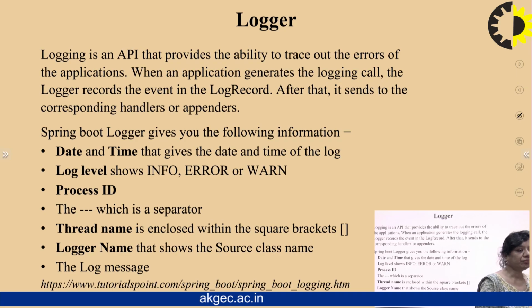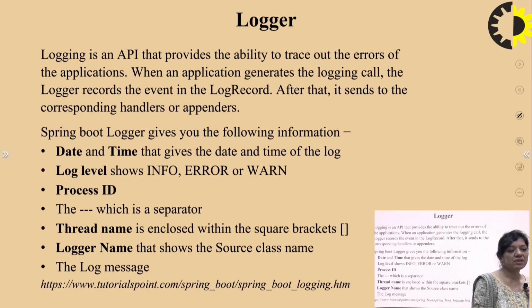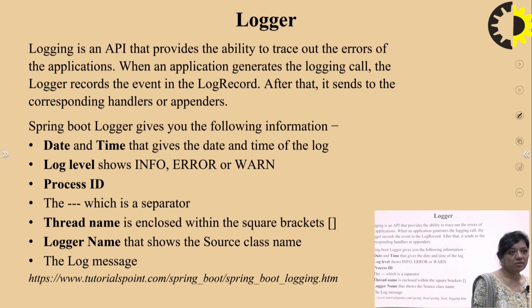Now, date and time gives the date and time of the log, and log level shows information, error, and warning. The hyphen is a separator. Thread name is enclosed within square brackets, and logger name shows the source class name, and then the log message.